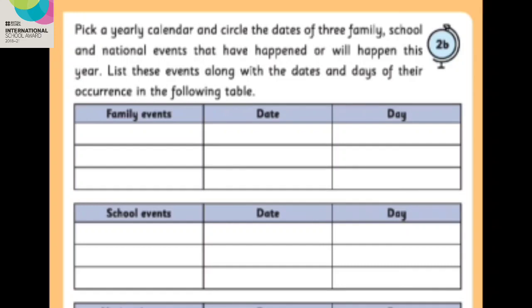Pick a yearly calendar and circle the dates of 3 family, school and national events that have happened or will happen this year. List these events along with the dates and days of their occurrence in the following table.